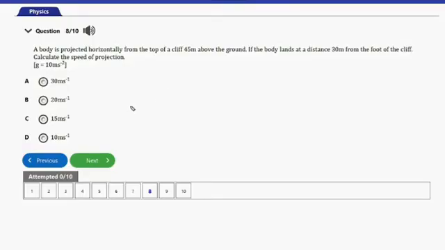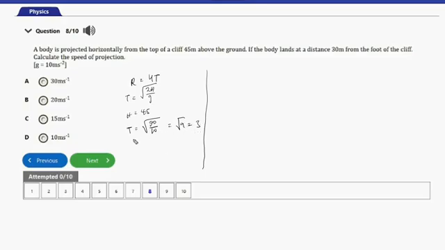So we're going to calculate for the range R using R is equal to ut, but then we don't have the t, so we are going to calculate for the t using the equation t is equal to root 2h over g, where h, the height of the cliff, is 45 meters. We multiply the h by 2, giving us 90, and when we divide it by g, that gives us 9. So the square root of 9 is 3. So in that case, t is 3.